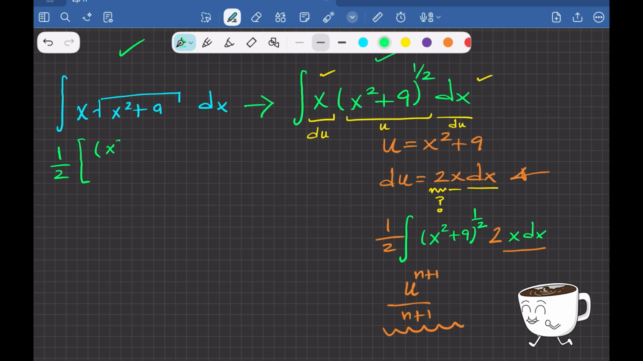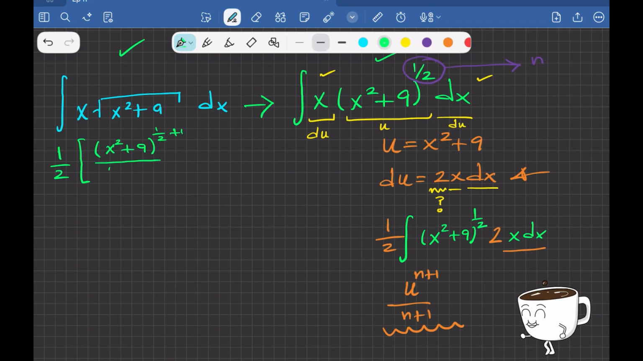Our u is x squared plus 9, raised to 1/2. At this point, we are going to make use of the chain rule. It is important that you visualize that. If we take this part, which I'm marking in purple, it becomes our u to the n.